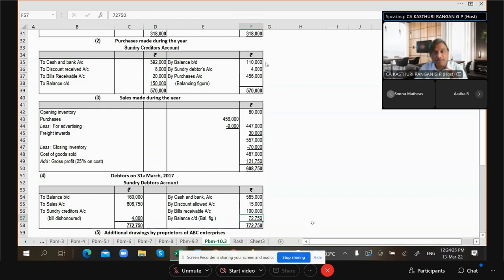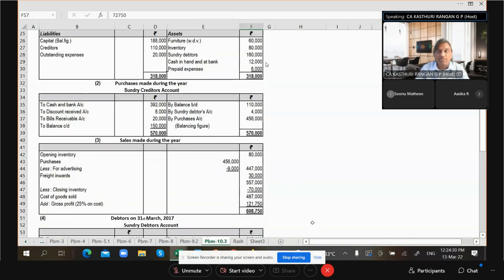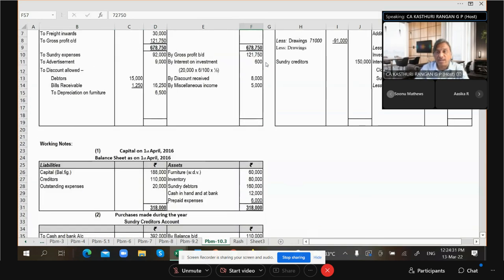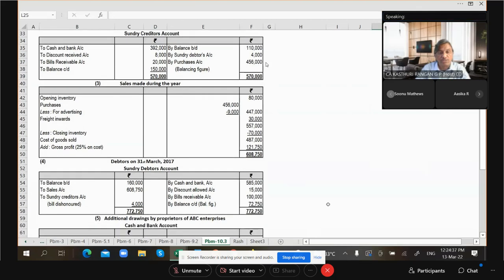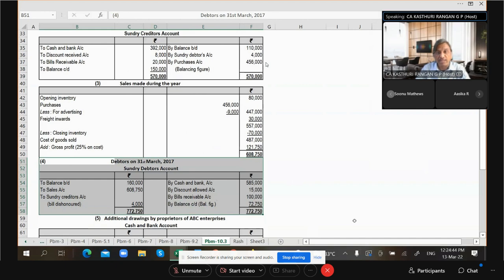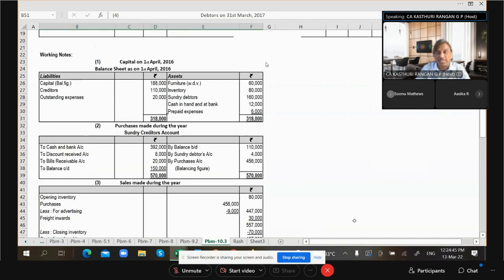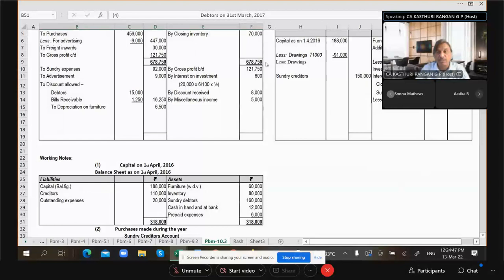On this, we have to apply provision for doubtful debts. So in the balance sheet, you write debtors 72,750. That is a closing debtor. On this, we should apply 2% for provision. So what is 2% of 72,750? It comes to 1,455.